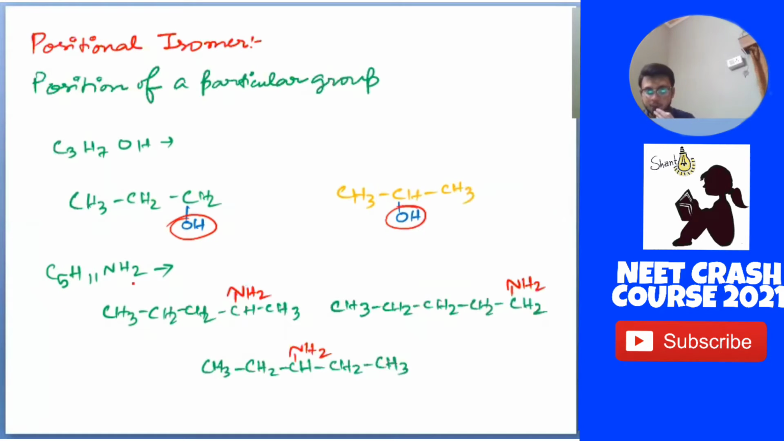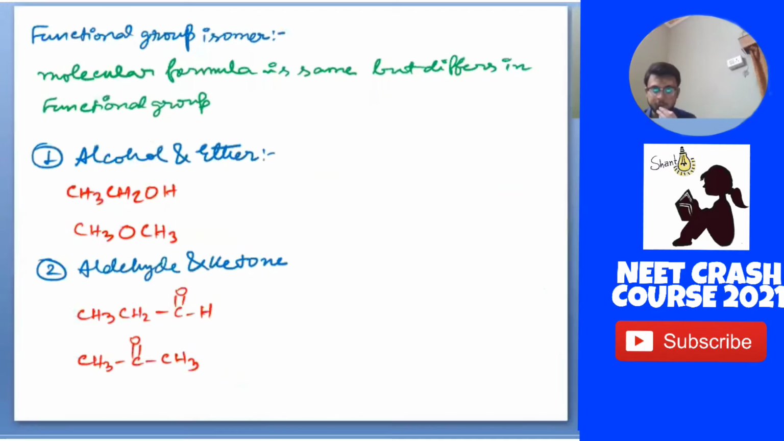Next is C5H11NH2. So as you can see, here the NH2 is added to a second carbon, because we take the chain initiation from where the functional group is closest. So next we can see the NH2 is added on the first carbon, and here NH2 is added on the third carbon, but the molecular formula for these three is still same. So that's how it is a positional isomer.